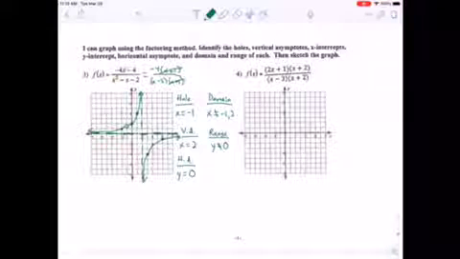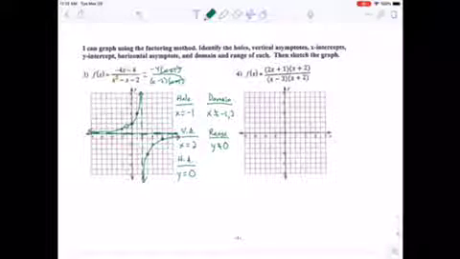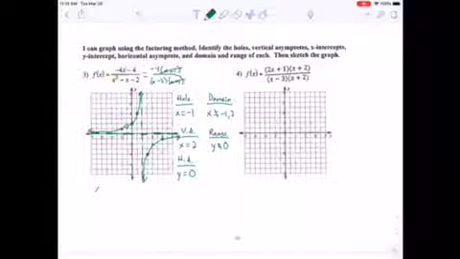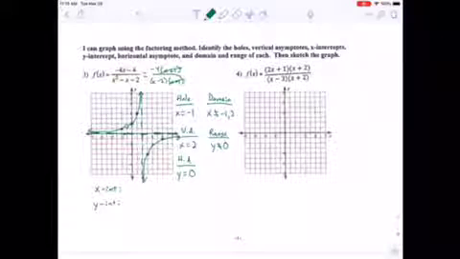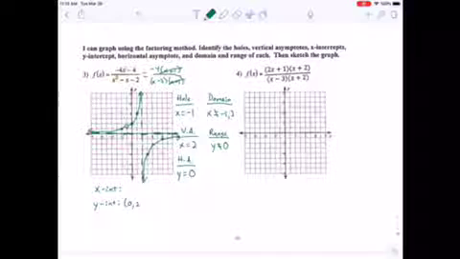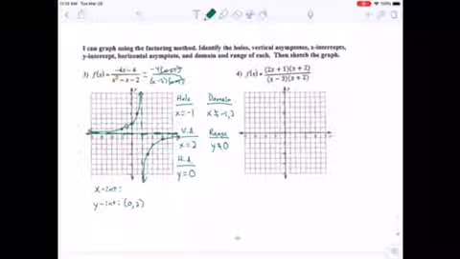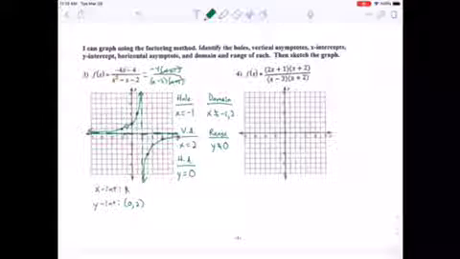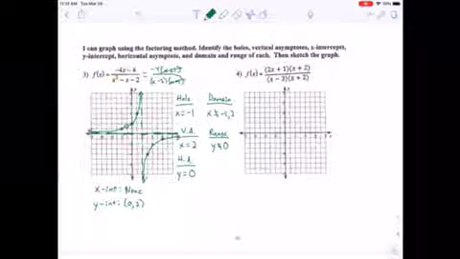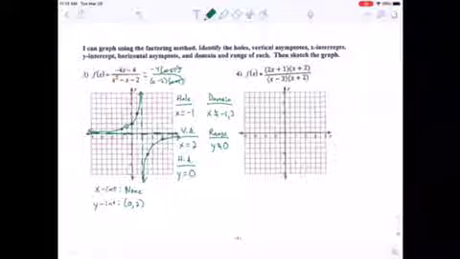And so now, with this, we need to find the x-intercept and y-intercept. And here, our y-intercept is at the 0.02. And our x-intercept, since the x-axis is our horizontal asymptote, there is none. Okay? So moving on to number 2.